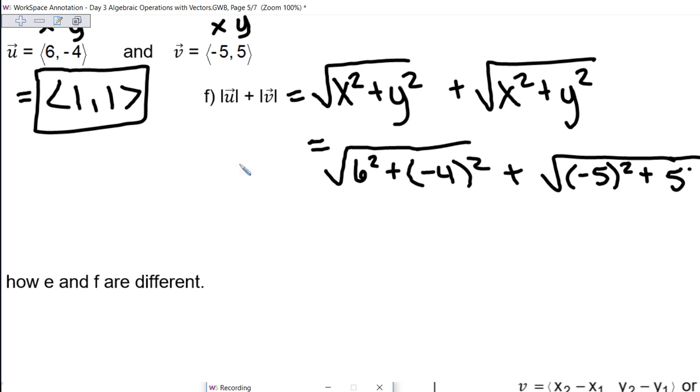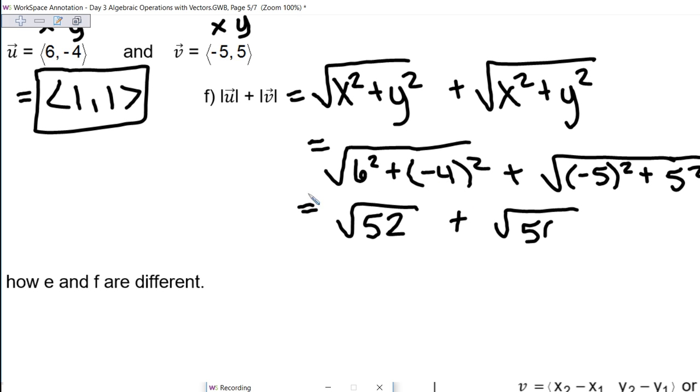Simplifying that, 6 squared is 36, -4 squared is +16, so 36 plus 16, 52. -5 squared is 25, so 25 plus 25 would be 50.